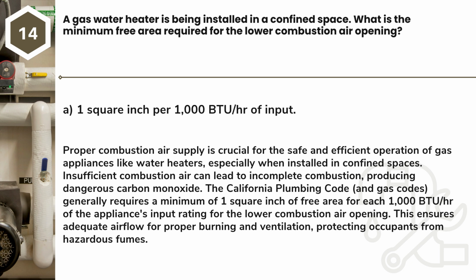The California Plumbing Code, and gas codes, generally requires a minimum of 1 square inch of free area for each 1000 BTU/HR of the appliance's input rating for the lower combustion air opening. This ensures adequate airflow for proper burning and ventilation, protecting occupants from hazardous fumes.